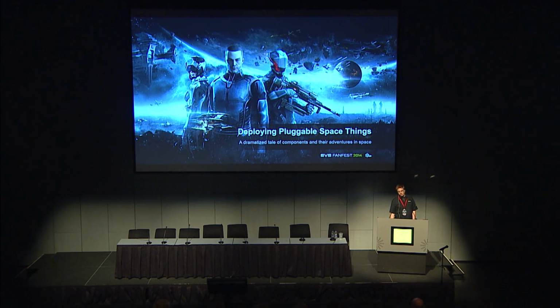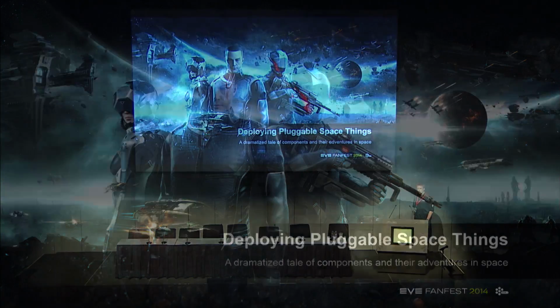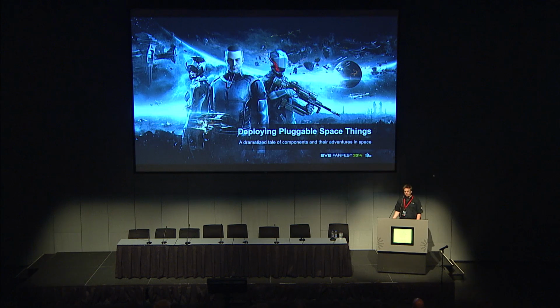I'm here to talk about the space component system we made for the Rubicon release, where we basically developed a new system to get away from old legacy problems we had with extending existing things in space. So we used them for the mobile structures, like the mobile depot and the mobile tractor unit, for instance.